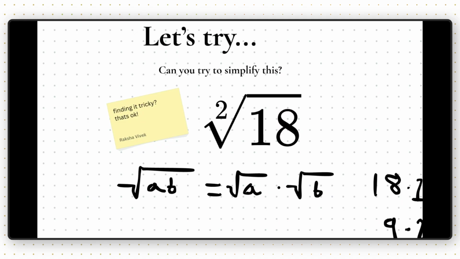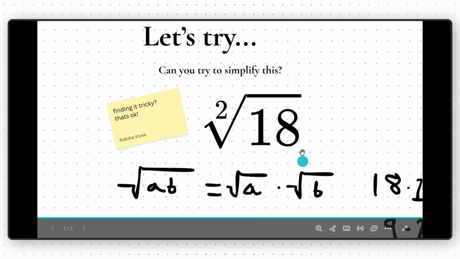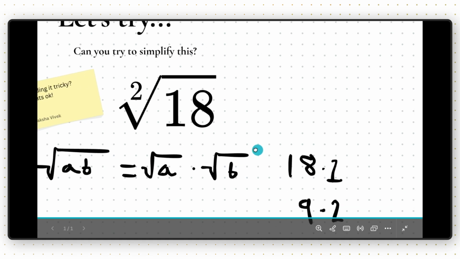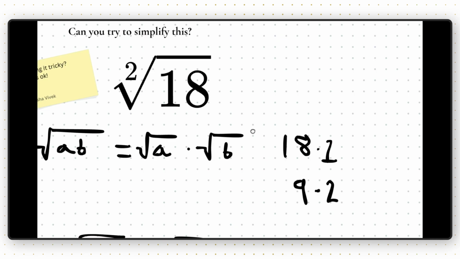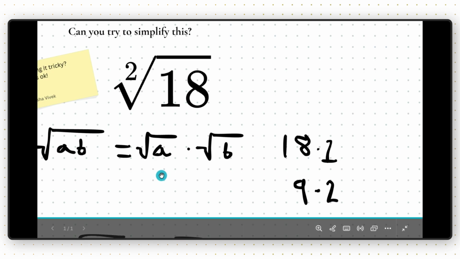So let's see how we can employ this rule into our question right here. So let's look at some factor pairs for the square root of 18. We have 18 times 1 and 9 times 2. Now, which one do you think is more suitable for this question? Just give it a try. If you said 9 times 2, then you're correct.